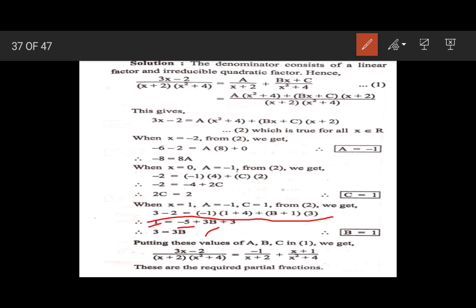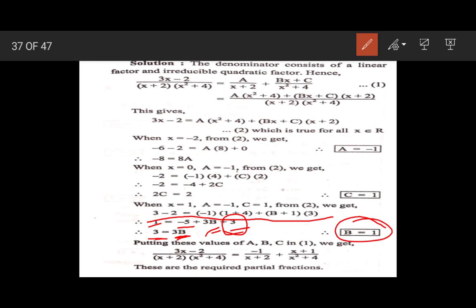So 3b plus 3, right? Now take minus 5 to the left hand side, so that will be a plus 5. So 1 plus 5 is 6, right? Then take plus 3 to the left hand side, so plus 3 will be minus 3. So 6 minus 3 is 3. Okay, that is equal to 3b. So b is equal to 1.